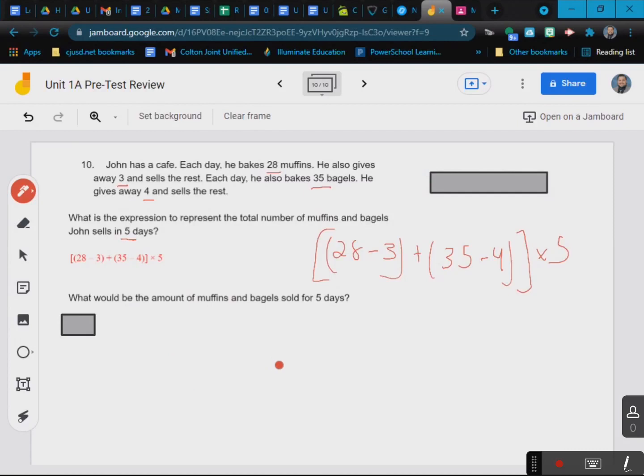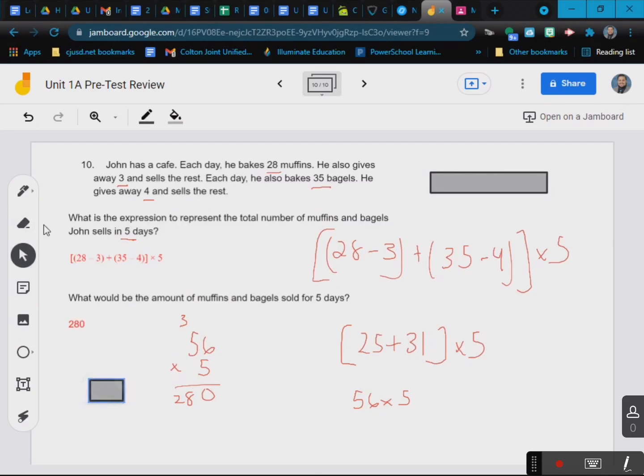So what would be the amount of muffins and bagels sold for 5 days? Well, let's solve it. 28 minus 3 is 25. 35 minus 4 is 29. No, 31. Almost said 29. 31. Okay, you got to solve those brackets before you multiply it by 5. And that's going to be 56. And then you're going to multiply that times 5. I don't know that off the top of my head, but I'm going to do it here. 56 times 5. 5 times 6 is 30. 5 times 5 is 25, plus 3 is 28. 280 muffins and bagels would be sold for the 5 days.